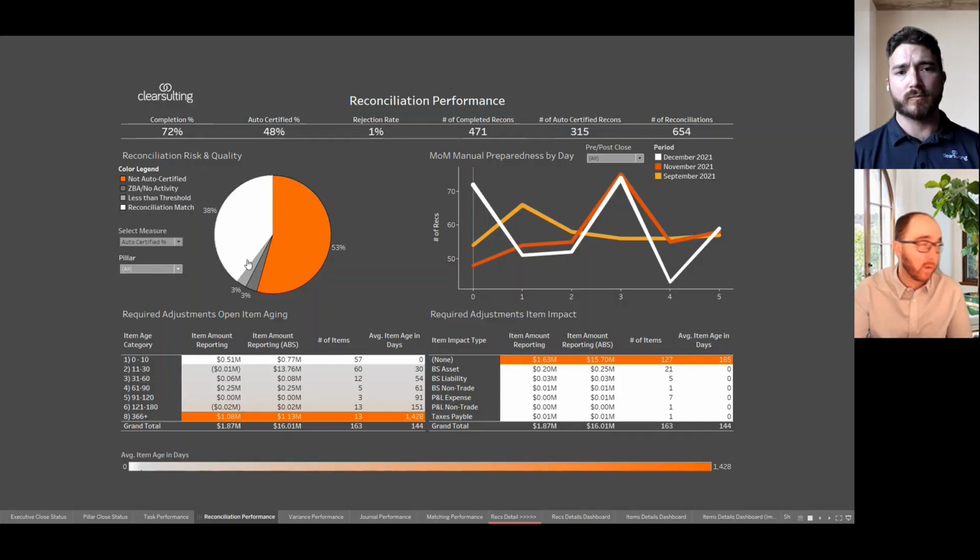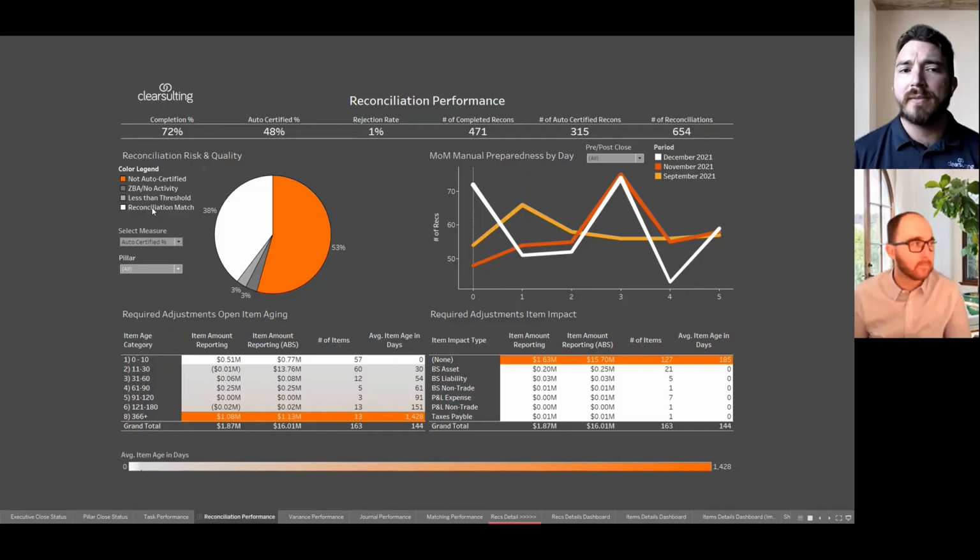Additionally, we can look within those that are automated and ask, well, what was the quality of the automation? It's one thing to have an auto certification or an automation when the account has no balance or no activity, and another to say, okay, this was a true automation where we have a subledger match, or as we're calling it here, reconciliation match. That is very important information to know, even beyond whether it was manual or automated, and if it was automated, how good the automation was.